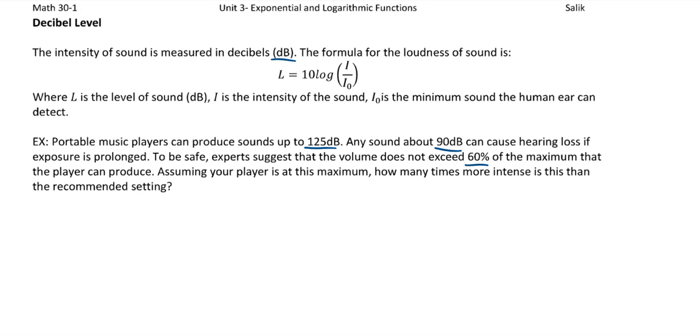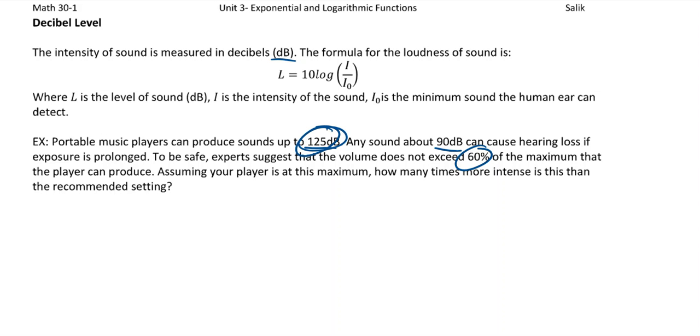Okay, so what we have to do, we've got to figure out how intense this is, how intense this is, right? 60% of it, and then just figure out how many times as intense the one is than the other. So it's really similar to the other problem, right? The only thing we have to add to this one, we got to figure out what 60% of 125 is to figure out that one, right?